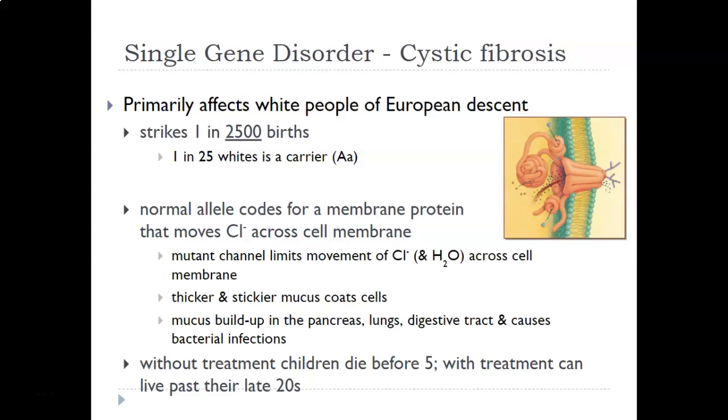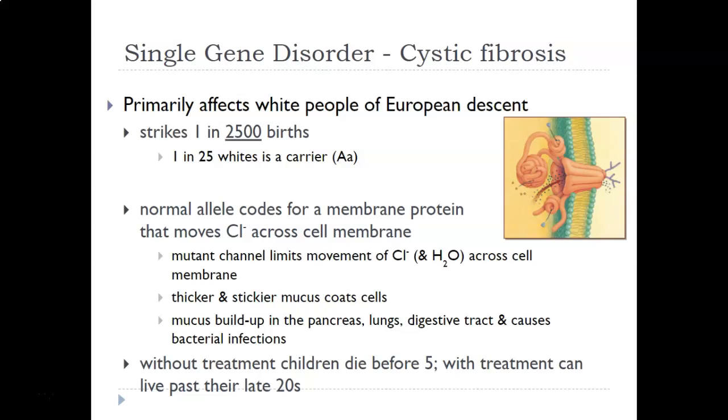Another single gene disorder is cystic fibrosis. This primarily affects white people of European descent. It's about 1 in every 2,500 births, and 1 in 25 is a carrier, so that's pretty high.